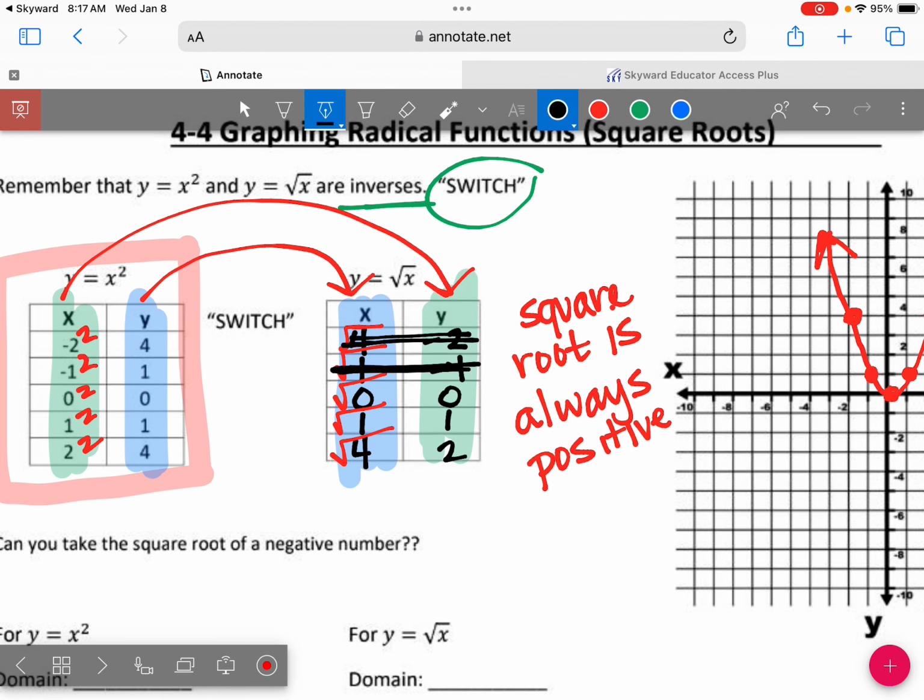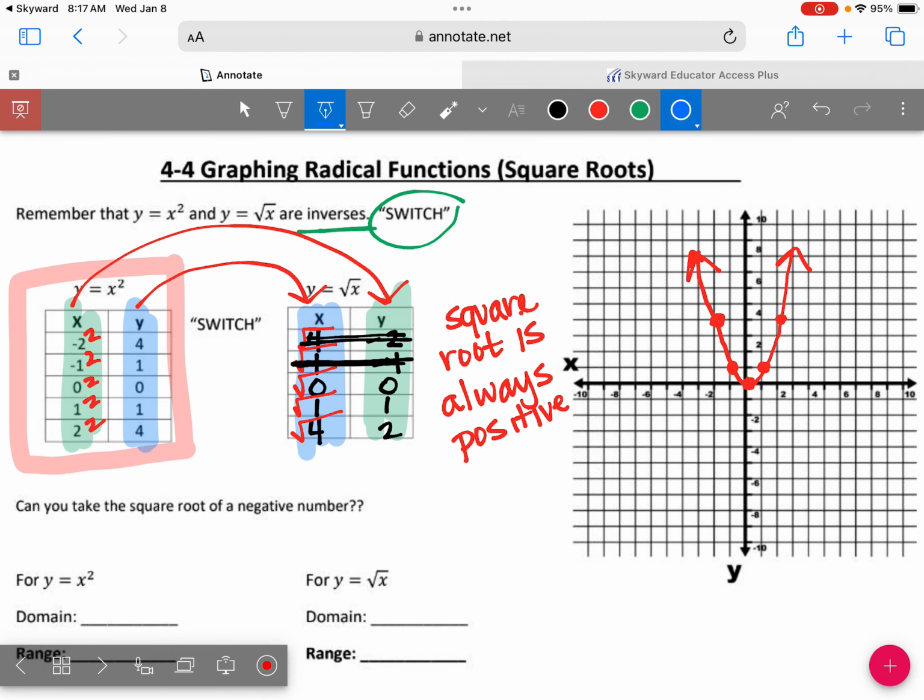So I want you to graph these 3 points off to the right. So I'm going to put a point at 0, 0, 1, 1, and then 4, 2. And that's what that's going to look like. So I like to say that a square root looks like an eyebrow. I don't know. It only goes one direction. So this is my square root graph. It doesn't look like a U. It's half of a U.